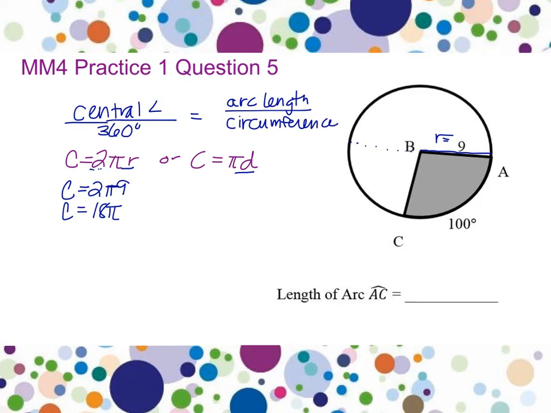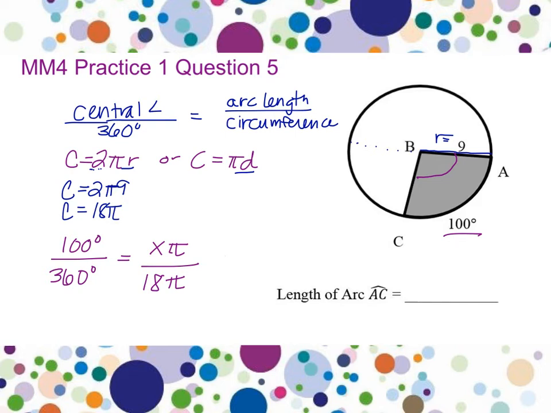So now we can go ahead and fill out our proportion. Our central angle, meaning this angle, is 100 degrees. We know the circle has 360 degrees in it. We are trying to figure out the arc length, and I know that the arc length will also have pi in it because it's part of the circumference. So what I like to do is think of it as x times pi, so I can just solve for the multiplier of pi. And then we know the circumference itself is 18 pi.